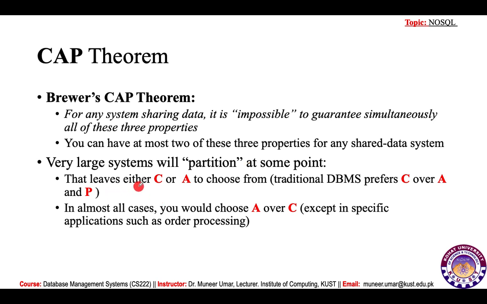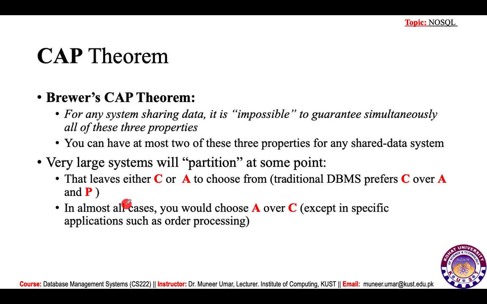That leaves either consistency or availability to be chosen. In traditional database management systems, we prefer C over A. We prefer consistency over availability. The availability is on second priority. The foremost priority is consistency, and also partition tolerance, in relational databases.